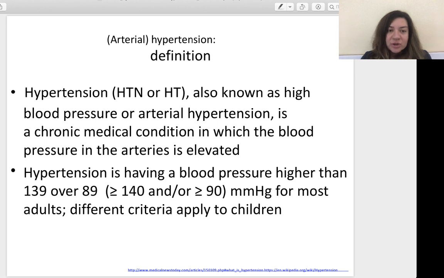Okay, what about the definition? Hypertension, also known as high blood pressure or arterial hypertension, is a chronic medical condition in which the blood pressure in arteries is elevated. Hypertension is having a blood pressure higher than 139 over 89, or 140 over 90 millimeters of mercury or more, for most adults. Different criteria apply to children.